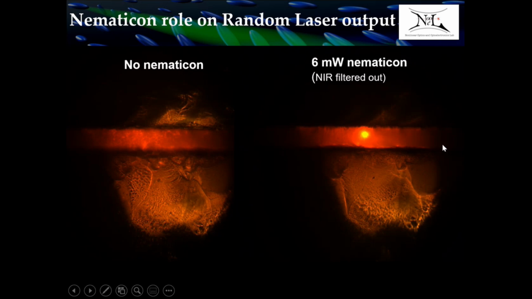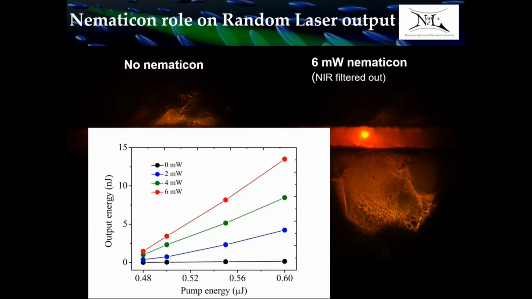When I switch on the nematicon, you see on the right, most of the light will be confined by this waveguide. The laser emission gets a transverse profile which is well defined, centered, much more intense, and thereby much more efficient, as shown by this graph at the bottom. You see the efficiency goes up with a variation of milliwatt in power level in the nematicon.